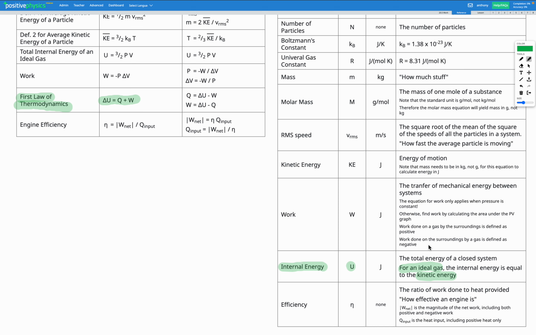And then we have W, which is work. Work is a transfer of mechanical energy between systems. For example, moving the piston would be an example of mechanical energy. And we're told that work done on a gas by the surroundings is defined as positive, and work done on the surroundings by a gas is defined as negative.